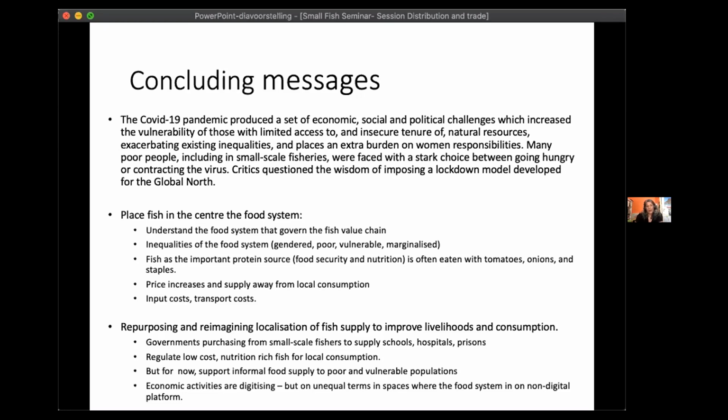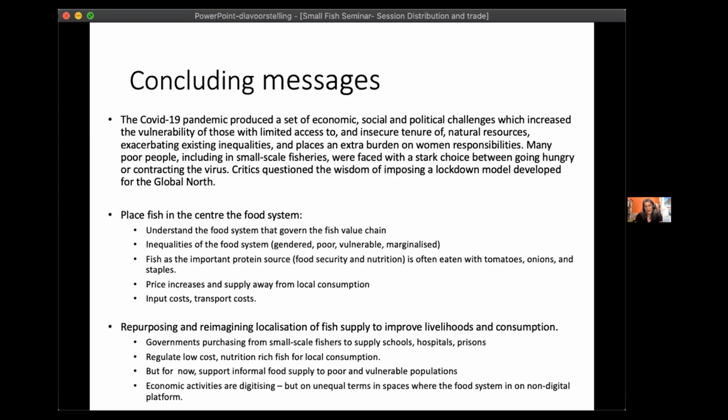Price increases and supply basically take it away from local consumption. Input cost and transport cost also have an impact. So I think it is looking at the food system and looking at fish in terms of what people purchase and other foods they purchase. I think it's very important to do. Also important is to look at the repurposing and reimagining localization of fish supply to improve livelihood and consumption, and governments purchasing from small-scale fishers to supply schools, hospitals, and prisons.